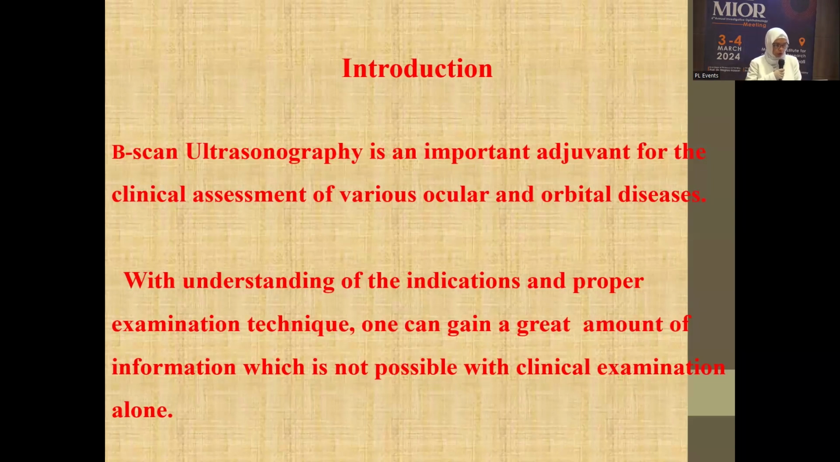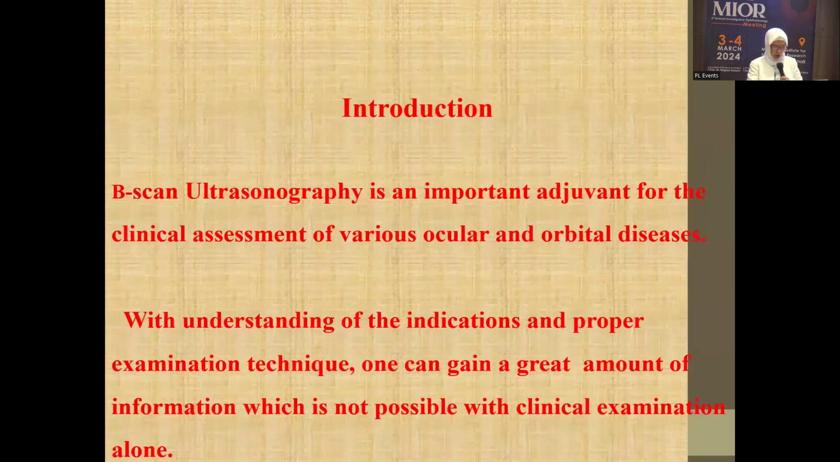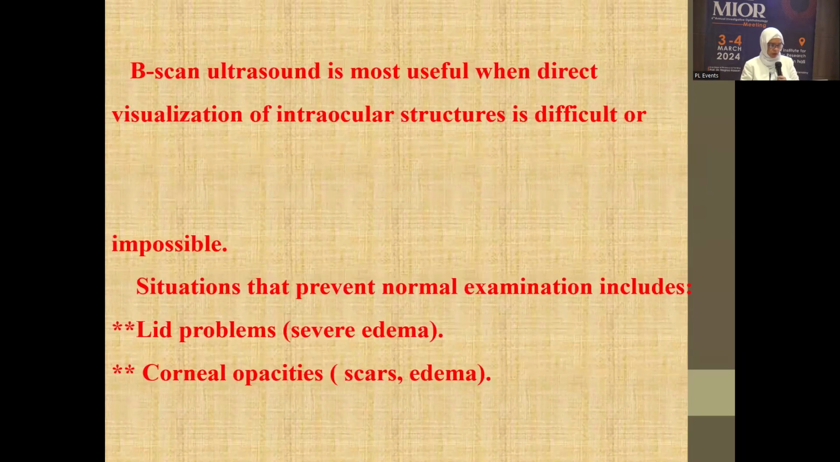Introduction: B-scan ultrasonography is an important adjunct for clinical assessment of various ocular and orbital diseases. With understanding of the indications and proper examination techniques, one can gain a great amount of information, which is not possible with clinical examination alone. B-scan ultrasound is most useful when direct visualization of intraocular structure is difficult. There are such impossible situations.